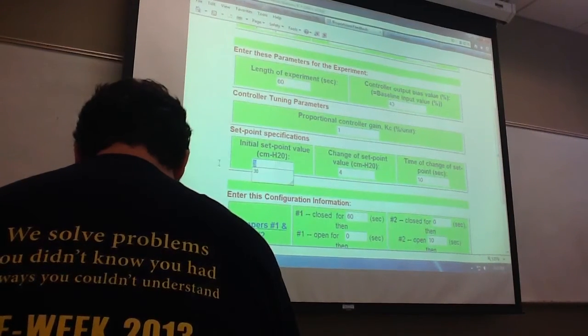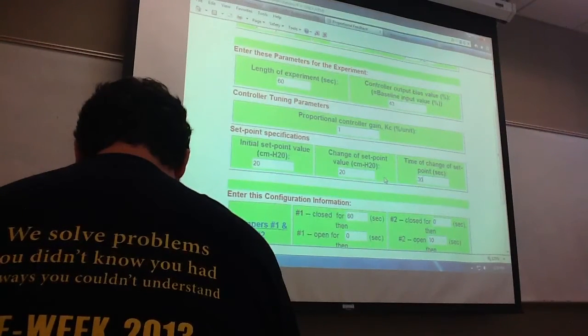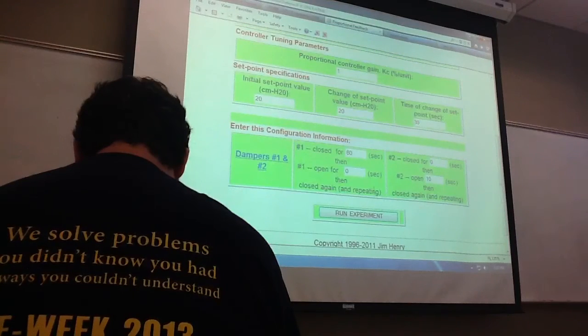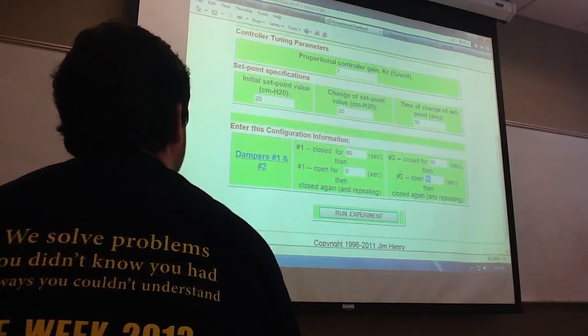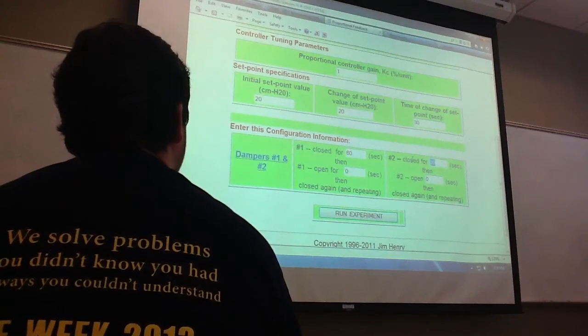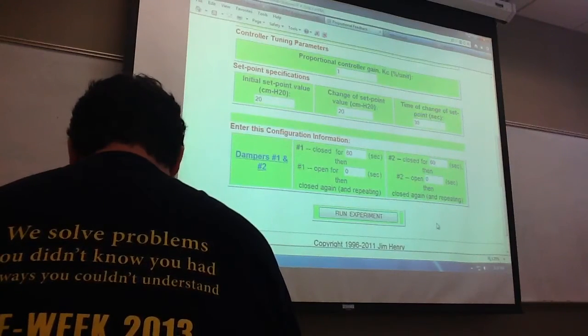All right, set point? 20. You said 20. Yes, sir. And change? 5. Let's do 20 just for fun. Sweet. And we're going to do this in 30 seconds. Dampers? Closed. Always closed. Okay, I think we got it.